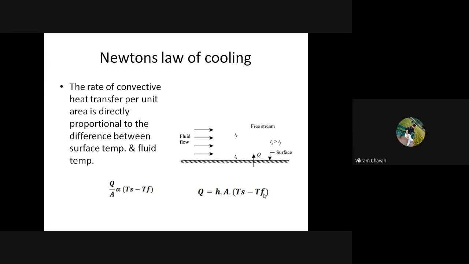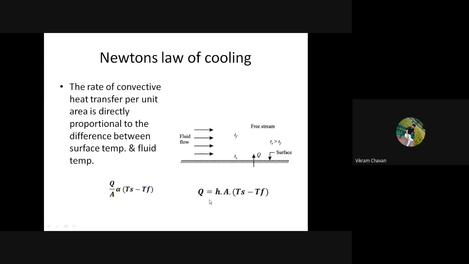Getting everyone? Now this h is called the convective heat transfer coefficient. In conduction we introduced one constant, K, which is called thermal conductivity. Here in convection we have introduced one proportionality constant, small h, which is called the convective heat transfer coefficient.